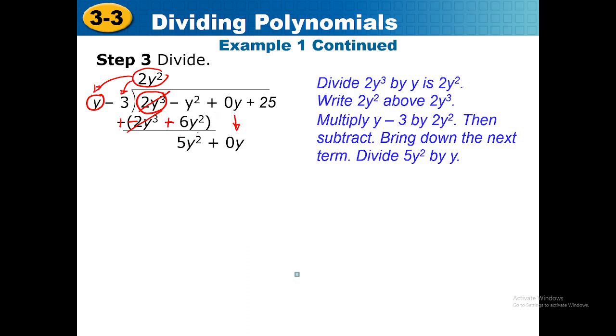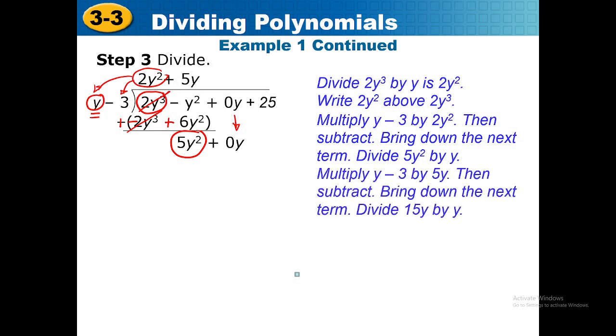Then go back to the process again. I divide again by y. What is 5y squared divided by y? 5y, sir. 5y. Write it above. And then, the same process. I multiply 5y by y and by negative 3. So, 5y times y is 5y squared. 5y times negative 3, that's negative 15y. Then, I do the subtraction. So, change the sign, proceed to addition. Cancel out. So, we have 0y and 15y, that's 15y. Bring down 25.